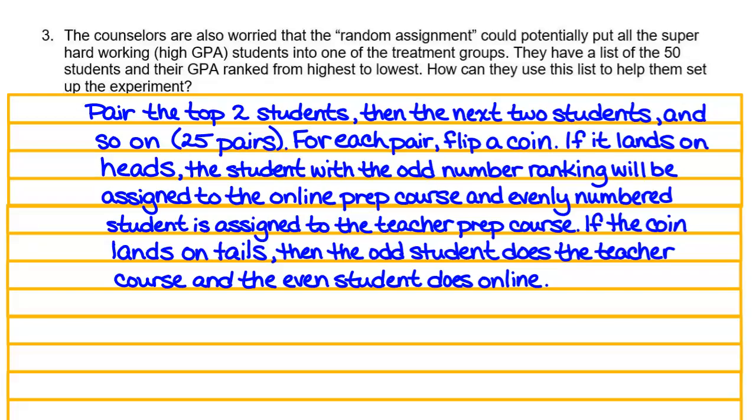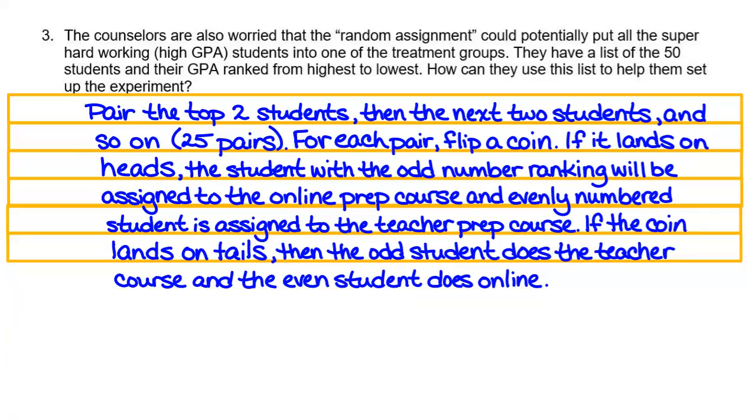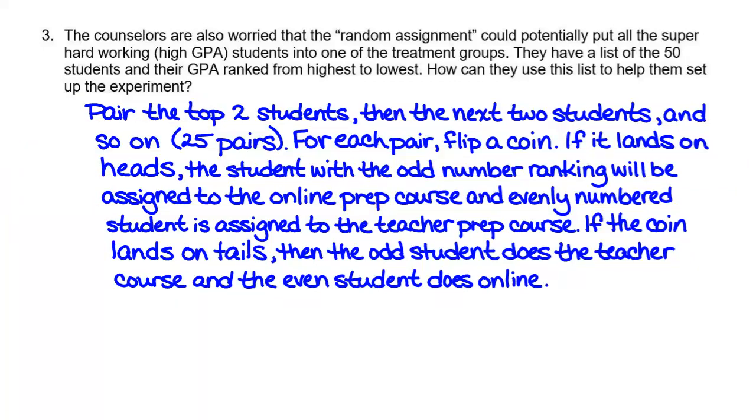All right, things you have to make sure of when you are setting up an experiment, especially an experiment in this way: you've got to talk about what happens to every person. Have we talked about what happens to every person? Yes. Give me examples of where we did that. And so on, 25 pairs. Evenly numbered student, odd numbered student.